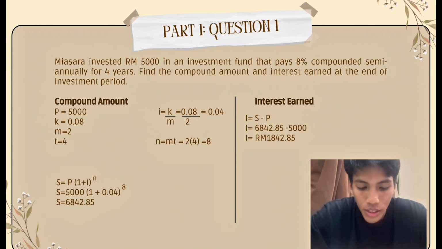To find the interest earned, we subtract the original investment from the final amount. RM 6,842 ringgit 85 cents minus 5,000 equals RM 1,842 ringgit and 85 cents. So the interest earned after 4 years is RM 1,842 ringgit and 85 cents.